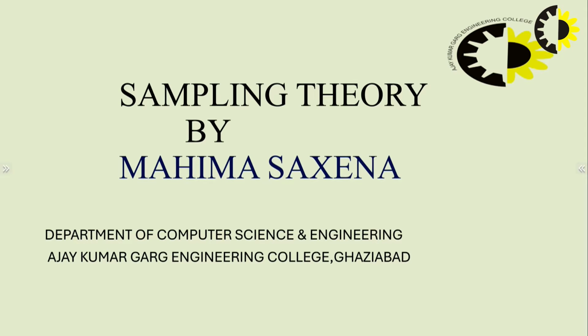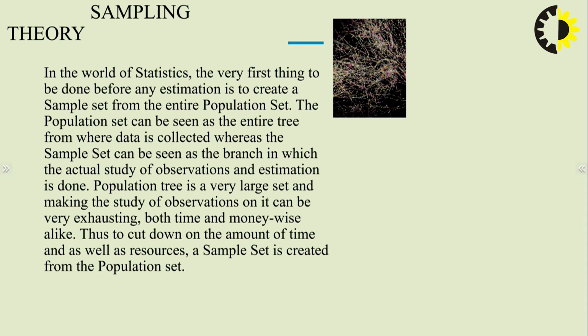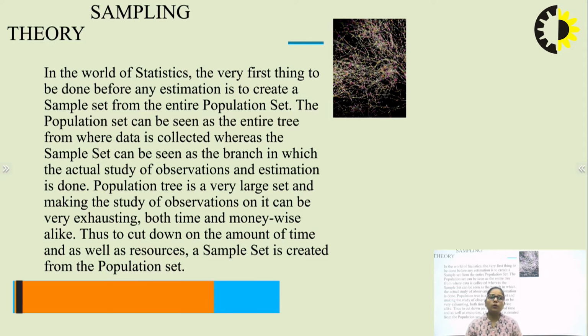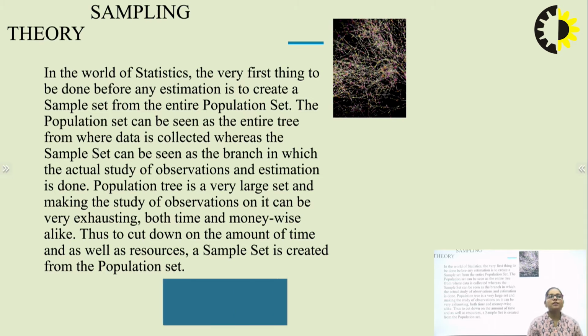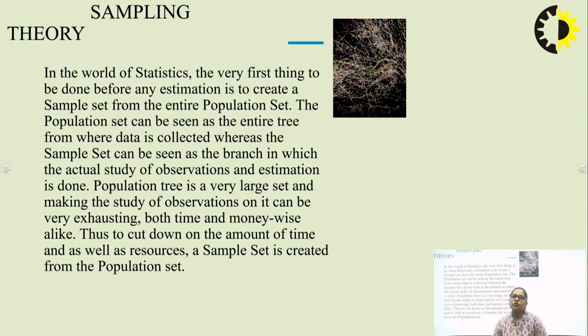Today, my topic is sampling theory in machine learning. Now I will explain what sampling theory is. Basically, in the world of statistics, the very first thing to be done before any estimation is to create a sample set for the entire population set. Now, what do we mean by a population set?